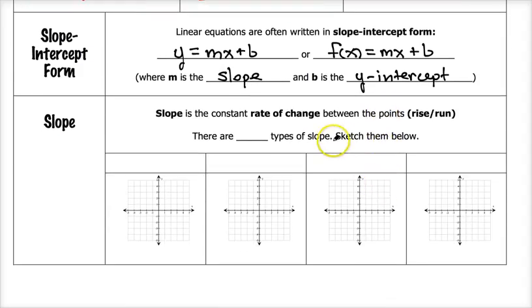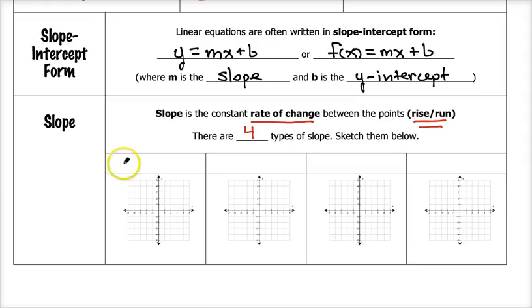I want to really quickly dive into slope as well and review that. So remember, slope is the rate of change, the constant rate of change between 2 points on a graph. And when we're talking about graphs, usually we define slope as the rise over the run. Okay, it's the vertical change over the horizontal change. There are 4 types of slope, and we're going to sketch those here below.